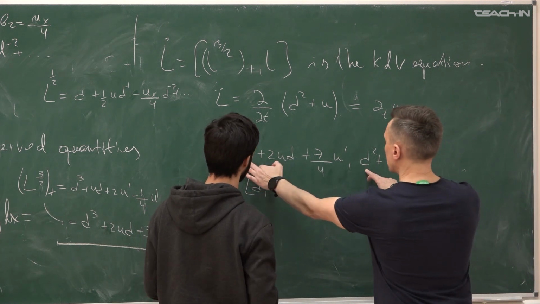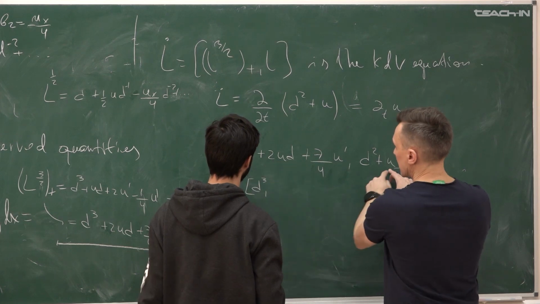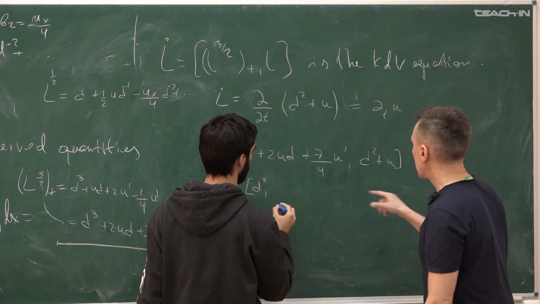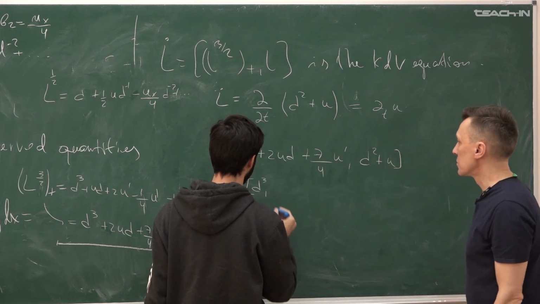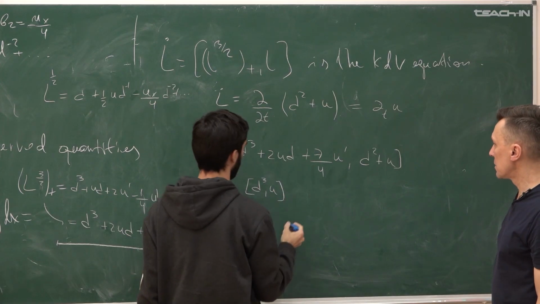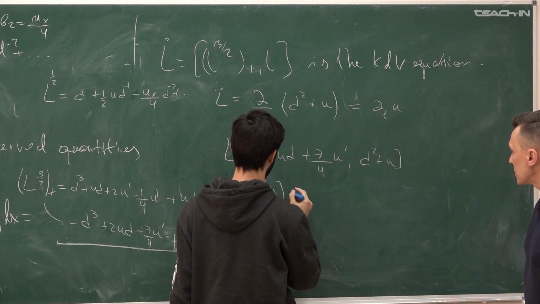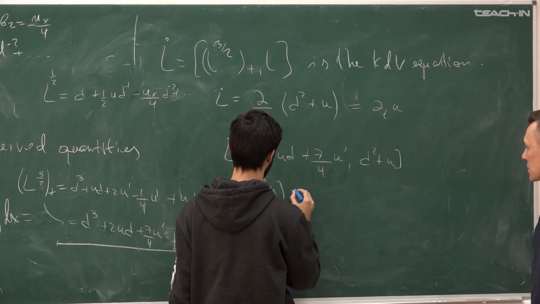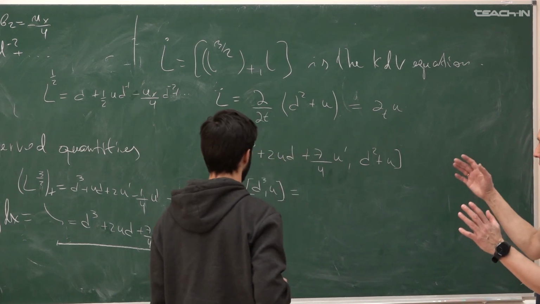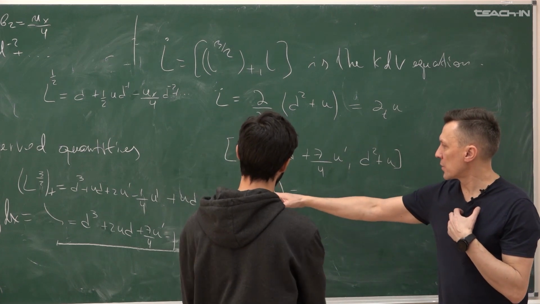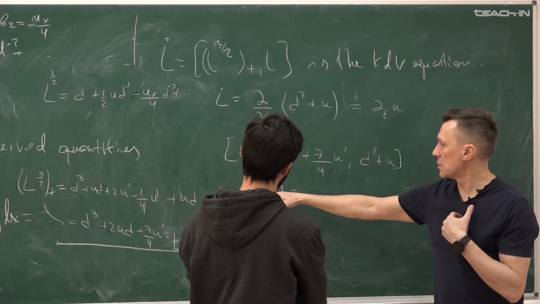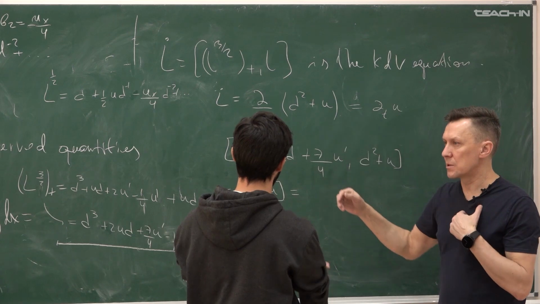So this is a trivial term. Let's start with this simple term, the commutator of D3 with U. It contains three terms. You understand? Just a binomial, but the highest term on D disappears.